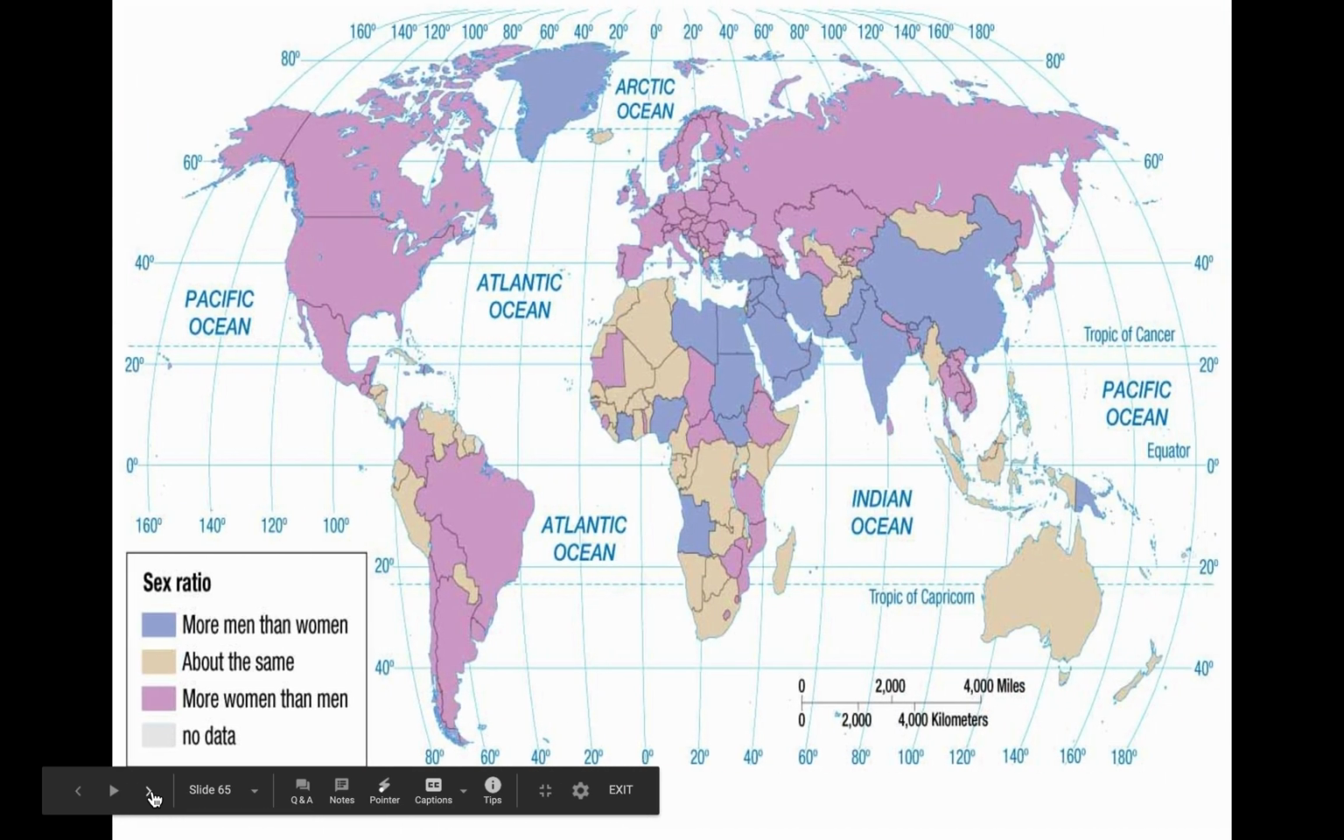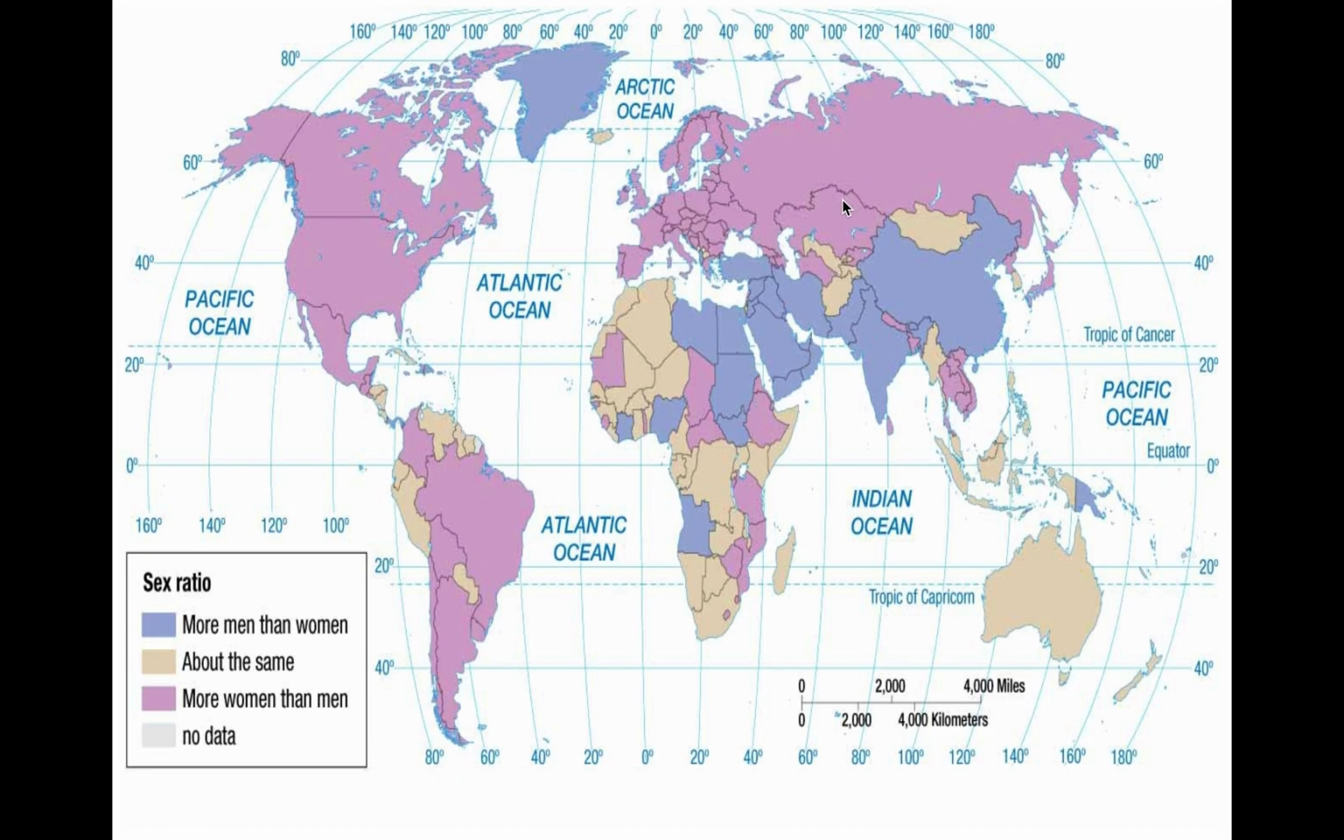We look at sex ratio around the world. More women than men are found in more developed countries, like in North America, Europe, Eastern and Western Europe, Eurasia. And then we see more men than women are often found in less developed regions. Less developed regions tend to be more patriarchal, with preference towards males.